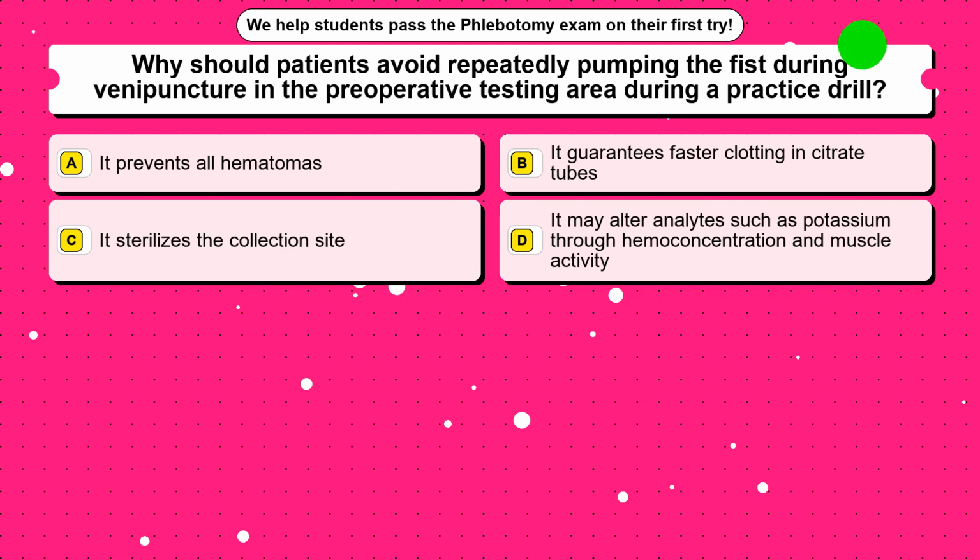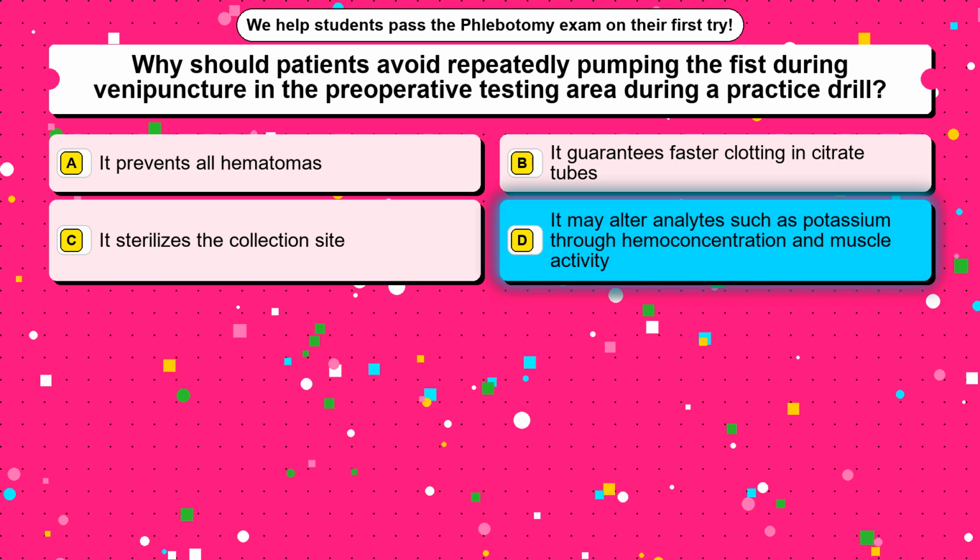Question 16. Why should patients avoid repeatedly pumping the fist during venipuncture in the preoperative testing area during a practice drill? Option A. It prevents all hematomas. Option B. It guarantees faster clotting in citrate tubes. Option C. It sterilizes the collection site. Option D. It may alter analytes such as potassium through hemoconcentration and muscle activity.